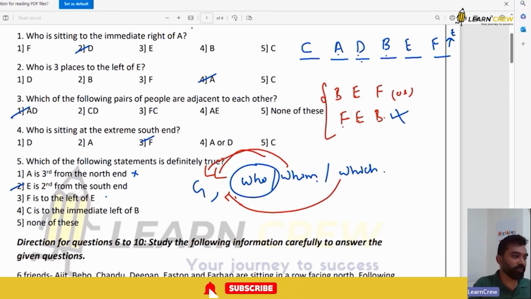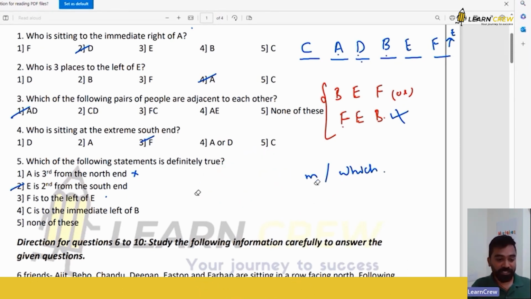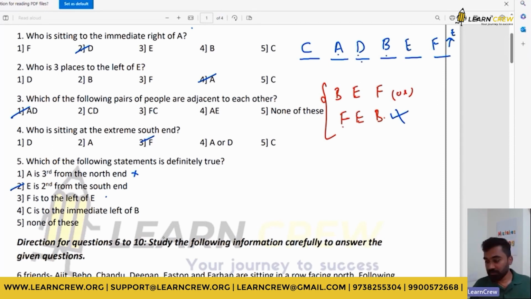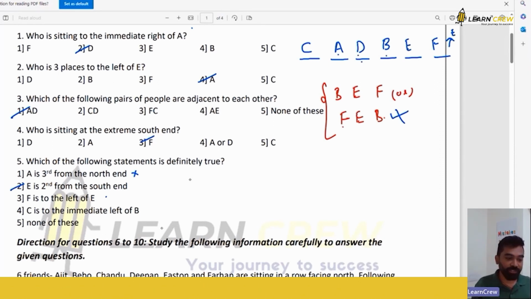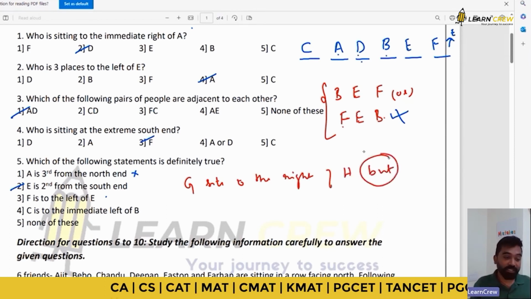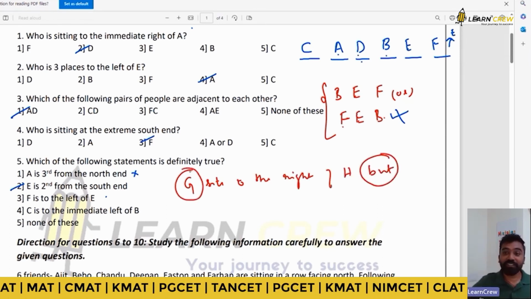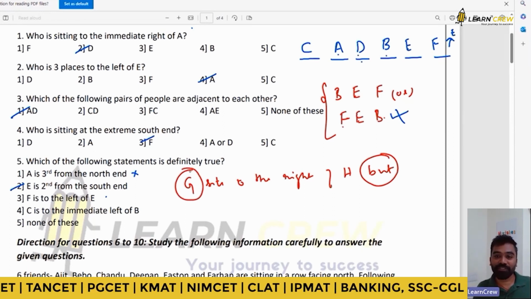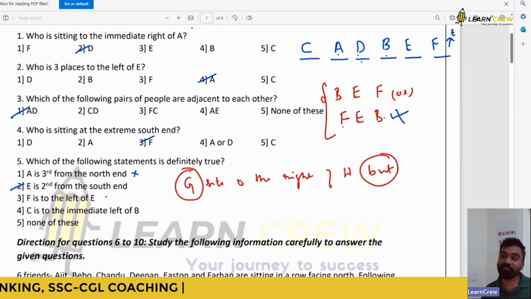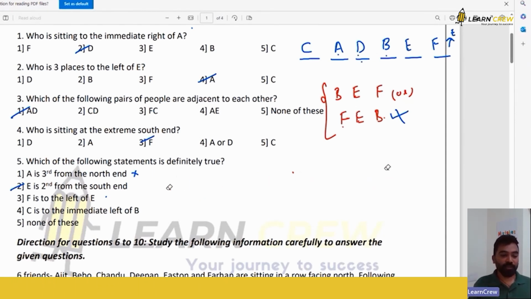Now the next set of questions which might come is: G sits to the right of H, but... If there is a usage of but, it is representing the first person. So this also you should remember. Whenever I say but, it means it is representing the first person in the group. Clear? For this statement, I need you to answer.